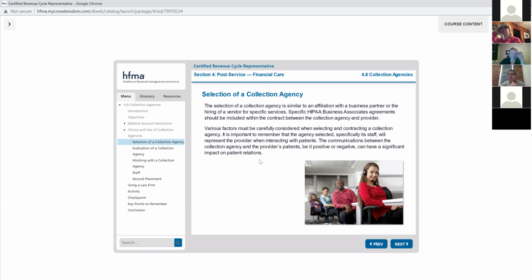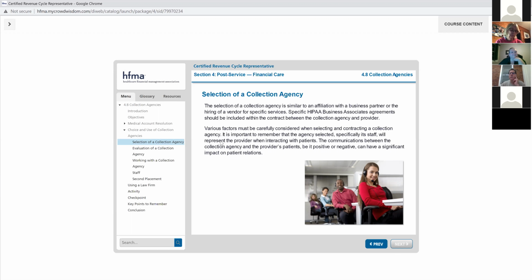Selection of an agency is similar to an affiliation with the business partner. Okay, a specific HFMA business associate agreement should be included within the contract between the agency and the provider. Okay, I'm moving on to evaluation. Evaluating a collection agency.